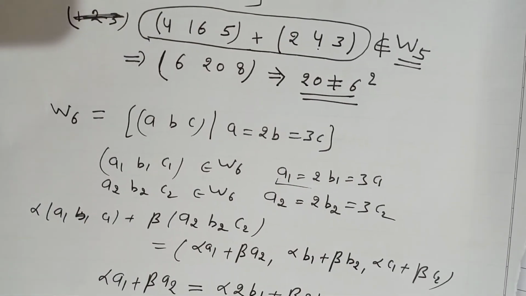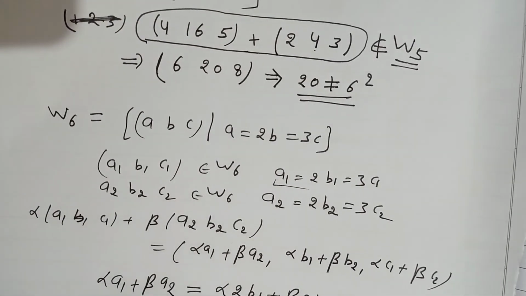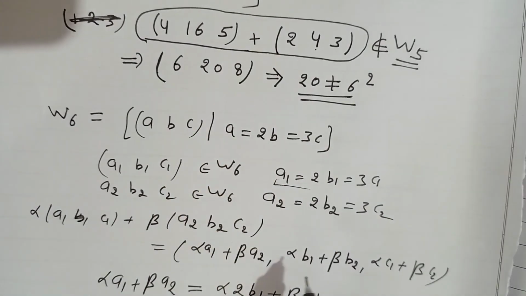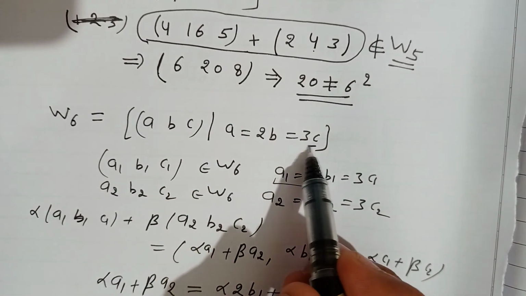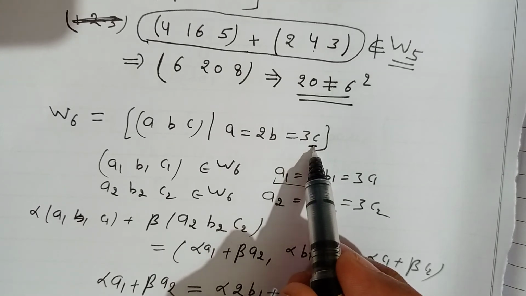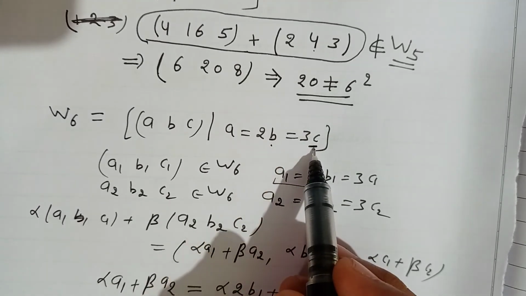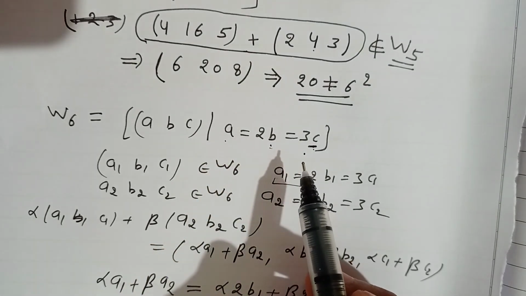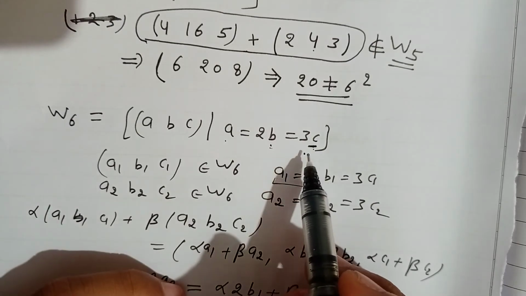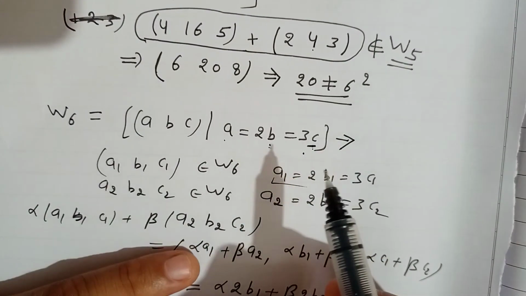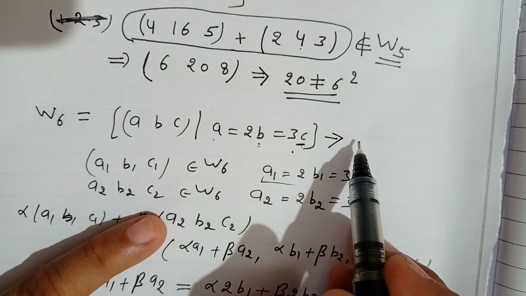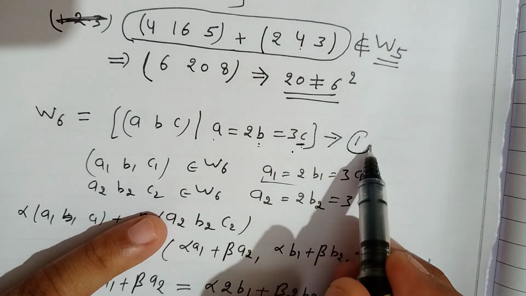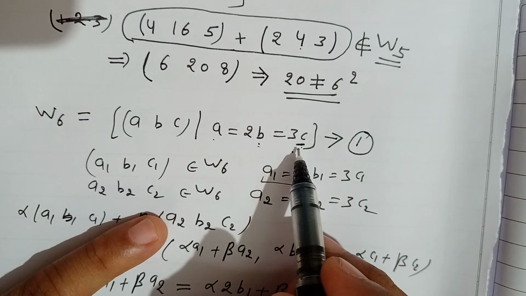And W6. What is W6? In W6, if you fix C, then B is dependent on C and A is dependent on B and C. It means only one free variable. If you fix one variable, automatically the others will get their values depending on it. So here the number of independent variables is 1. So we say the dimension of this W6 is 1, because only one free variable. Fine.